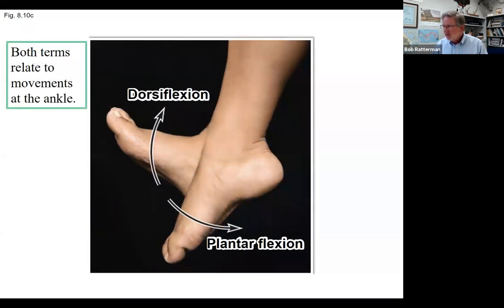Dorsiflexion and plantar flexion relate specifically to the foot at the ankle. So when you, say, walk on your heel with your toes up in the air, that is called dorsiflexion. When a ballerina dances on her tiptoes, that is plantar flexion, where we take the heel off the ground, toes planted. That's plantar flexion.